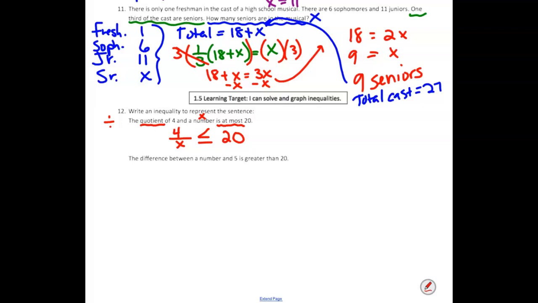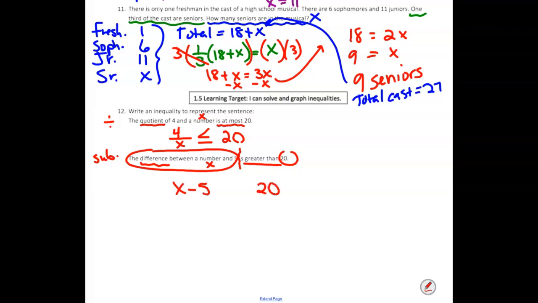The second part of this, it says the difference. Difference is when we are subtracting. The difference between some number, we'll call x, and 5. Okay? The difference between some number and 5 is greater than 20. So let's start with this. Difference of a number and 5 would be x minus 5. We know it's related to 20. It says it is greater than, so we know we need a greater than symbol in there.